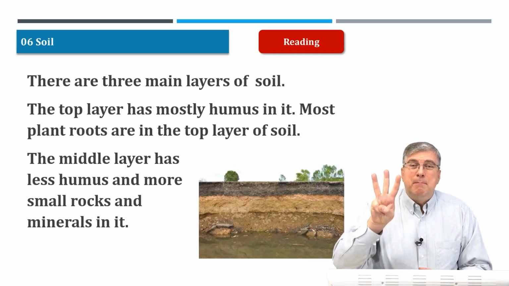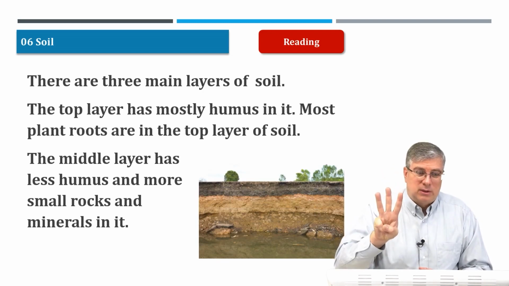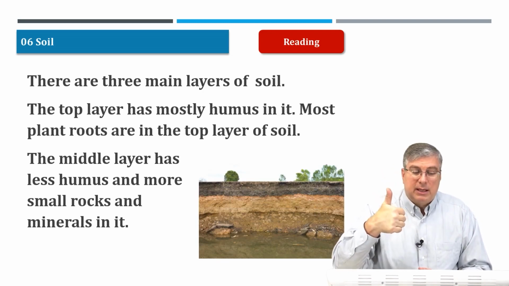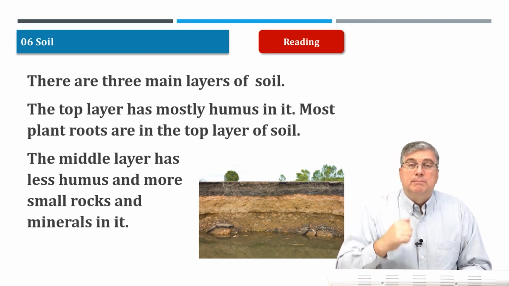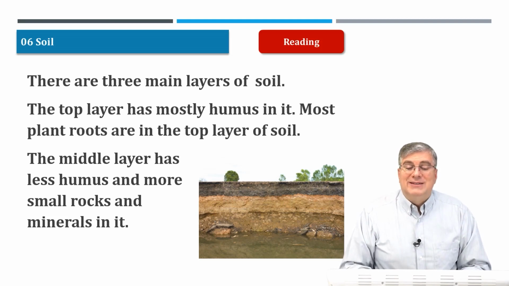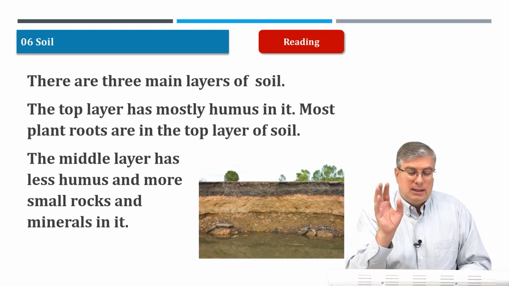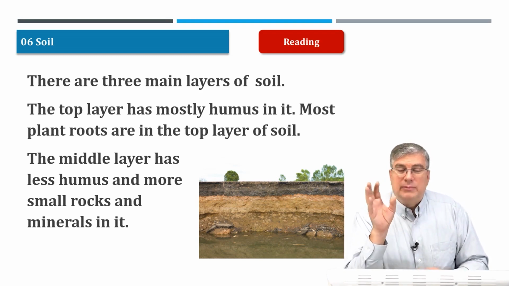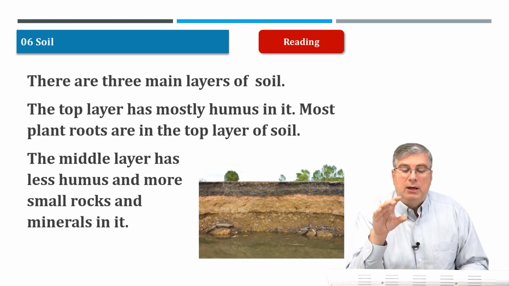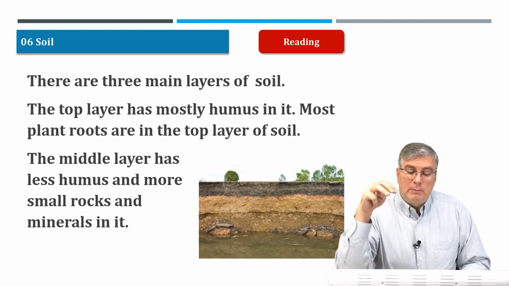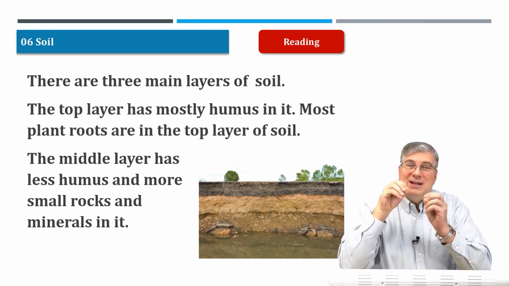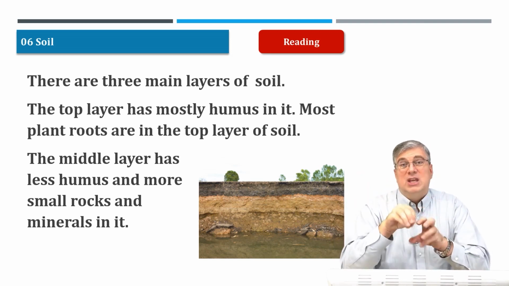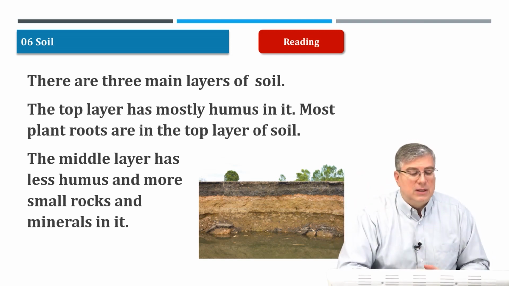There are three main layers of soil. The top layer has mostly humus in it. Most plant roots are in the top layer of soil. Let me interrupt here. And this is why topsoil is so important, because the top layer has mostly humus in it. When plants grow, their roots are usually in the top layer of soil because they're getting the nutrients from the humus. Okay, let's continue.